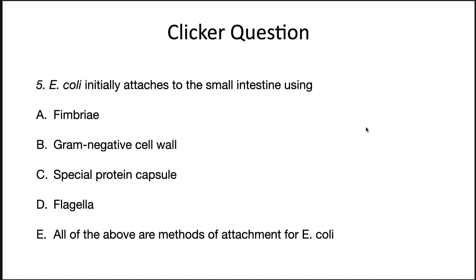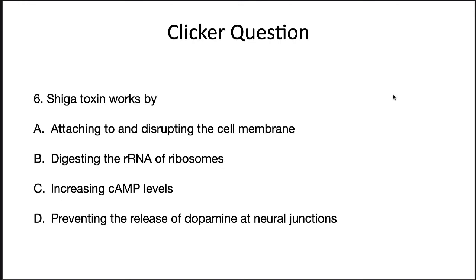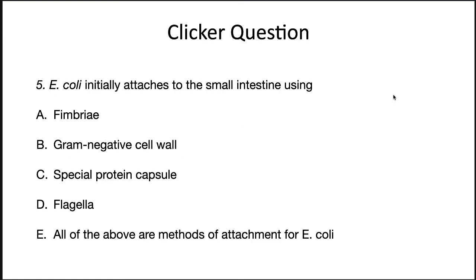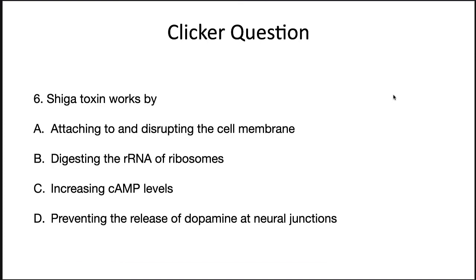Okay, clicker questions. E. coli initially attaches to the small intestine using... Okay, second question. Shiga toxin works by... All right, the answer to the first question is that E. coli initially attaches to the small intestine using fimbriae. Answer to the second question is Shiga toxin works by digesting the ribosomal RNA of ribosomes.